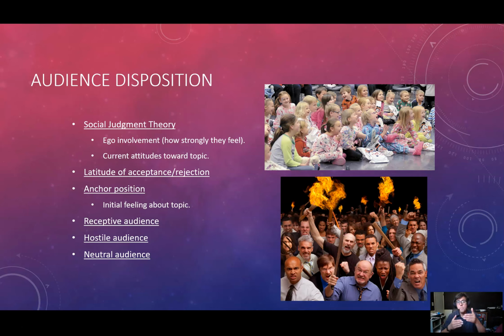Okay, and so slowly creating common ground is more impactful than saying, well, you're wrong because of this. Because that puts people on the defense, that puts up the walls, that creates the soldier mindset where I'm defending my position, and as a result, I am not open to any of your conversation. So audience disposition is something important to understand: their current attitude towards the topic, as well as how strongly they feel about that topic.